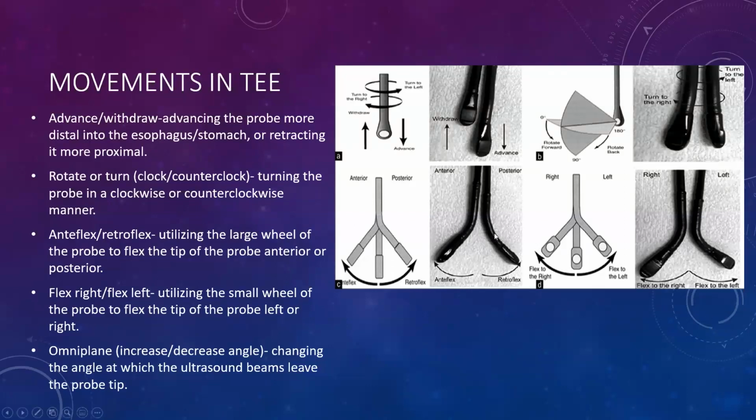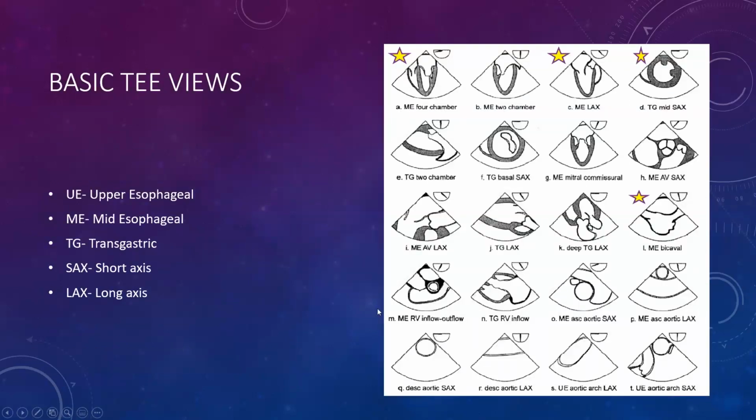I would recommend never use that small wheel, the left to right flexion, when you are still in the esophagus. Only do so when you're in the stomach because you have enough room to do that. When you're in the esophagus, I think you risk causing too much esophageal trauma. So I never use that small wheel when you're still in the esophagus. And then omniplaning, like I said, you change the angle that the ultrasound beams are actually sent out from those piezoelectric crystals. So there are 20 basic views in a basic TEE exam.